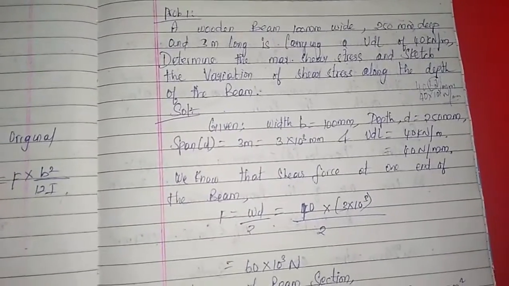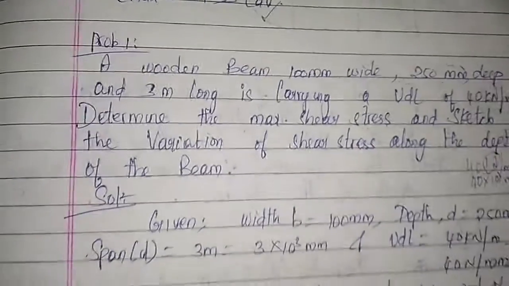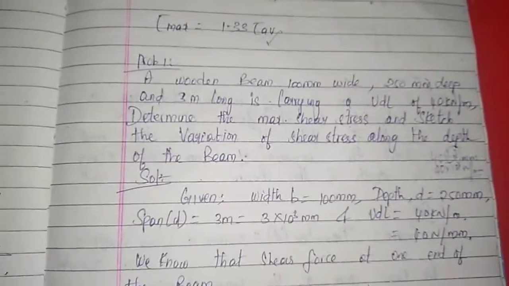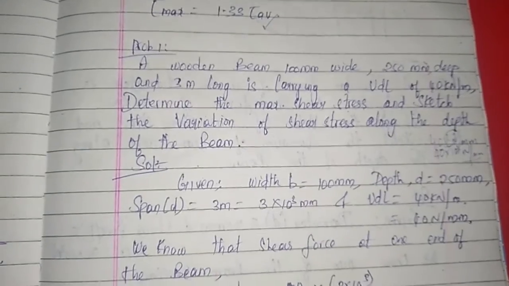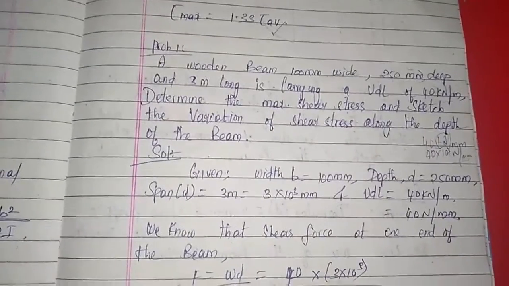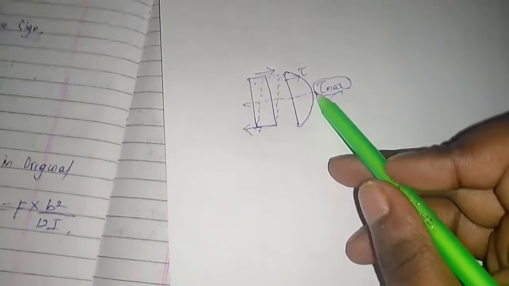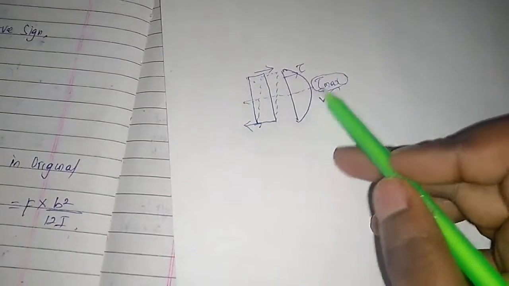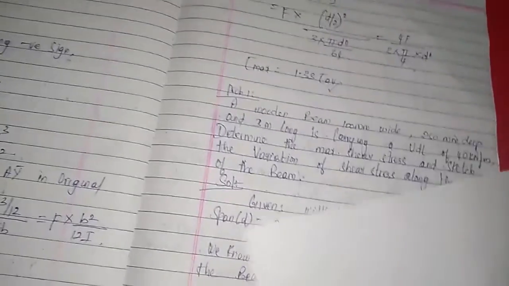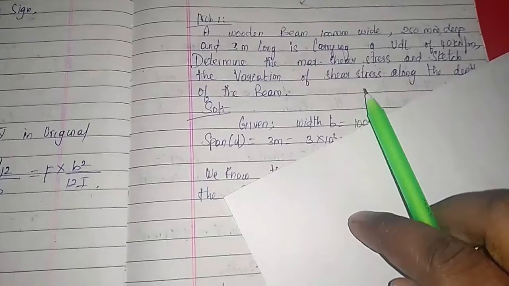Yes. So the UDL is 40 kilonewton per meter. Determine the maximum shear stress and sketch the variation of shear stress along the depth of the beam. So what they have asked us is to determine the maximum shear stress, tau maximum, on the beam, and to sketch the diagram of the variation of the shear stress along the depth of the beam.